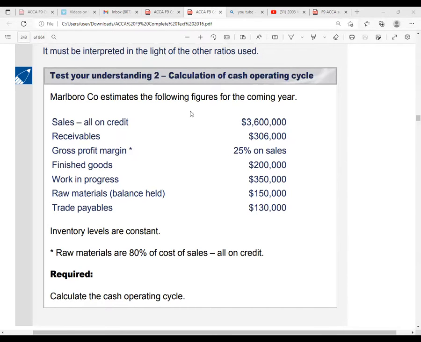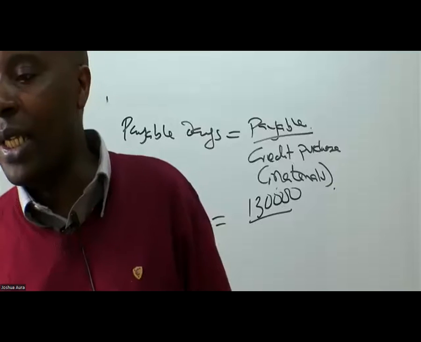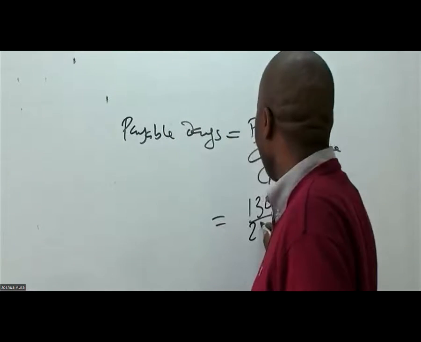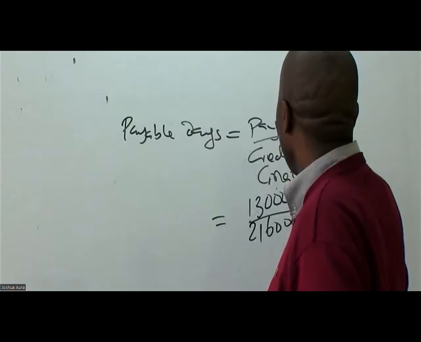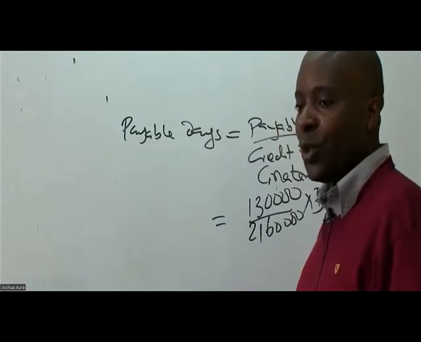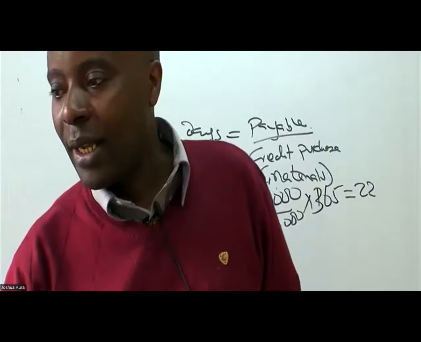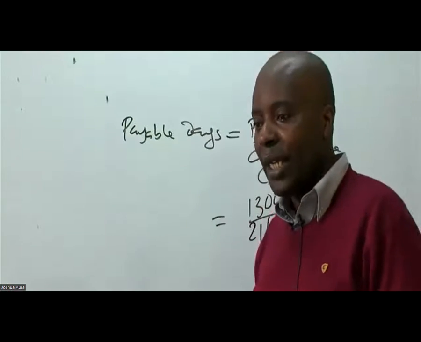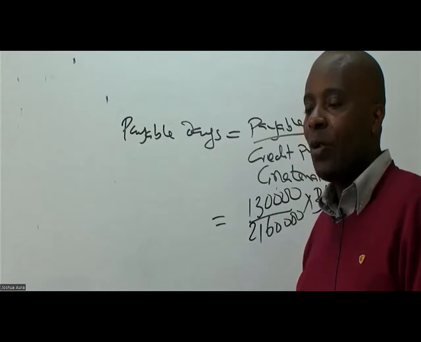And because of this 80%, from whatever we did earlier on, we're able to get, if you remember, 2,700, but remember 2,160 were for the materials. So you divide this with 2160, times 365. I want to believe that this will give you 22 days. Is there somebody who is able to get the 22 days now? Please talk to me very fast because now we have to finish this relay.